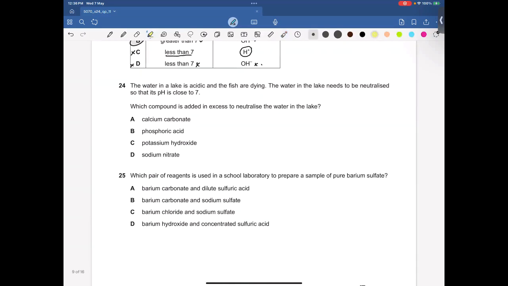Okay, next, the water in a lake is acidic and the fish are dying. The water in the lake needs to be neutralized so that the pH is close to 7. Which compound is added in excess to neutralize? If this lake is acidic and we need to neutralize it, obviously we need calcium carbonate. Right answer is A.